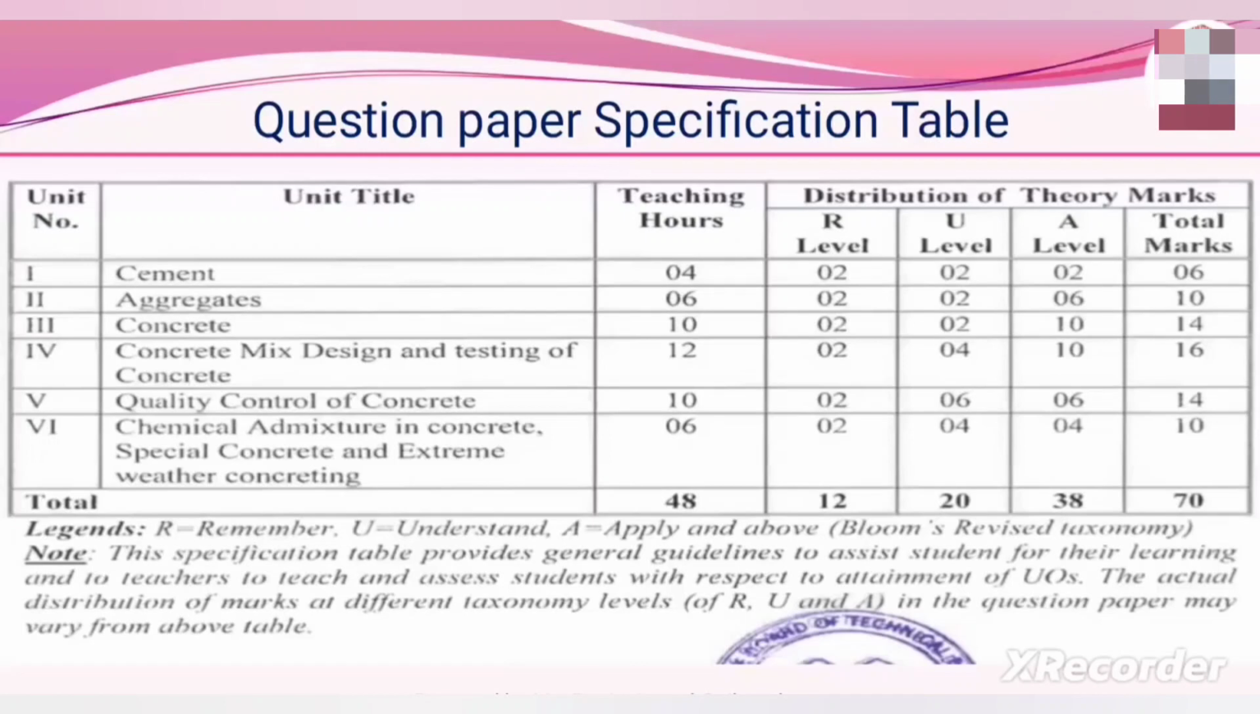Now in this table you can see unit 1 carries 6 marks, out of which 2 marks are for R level. R level means remember level. Next, 2 marks carries for U level. U level means understanding level. Then 2 marks for A level. A level means application level. Likewise, you have for unit 2, 3, 4, 5 and 6.